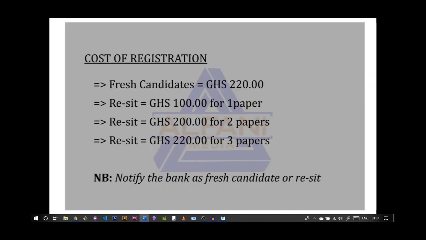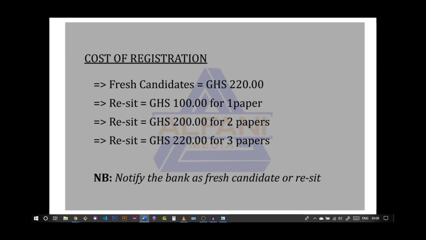The cost of the registration form, if you're a fresh candidate, is 220 Ghana cedis. If you are going for a resit, possibly you wrote the examination last year or 2 years ago and you didn't make it in any of the papers, you are paying 100 cedis per paper. If you are resitting 2 papers, you'll be paying 200 cedis, but if you are resitting 3 papers, then you're also paying 220 Ghana cedis.